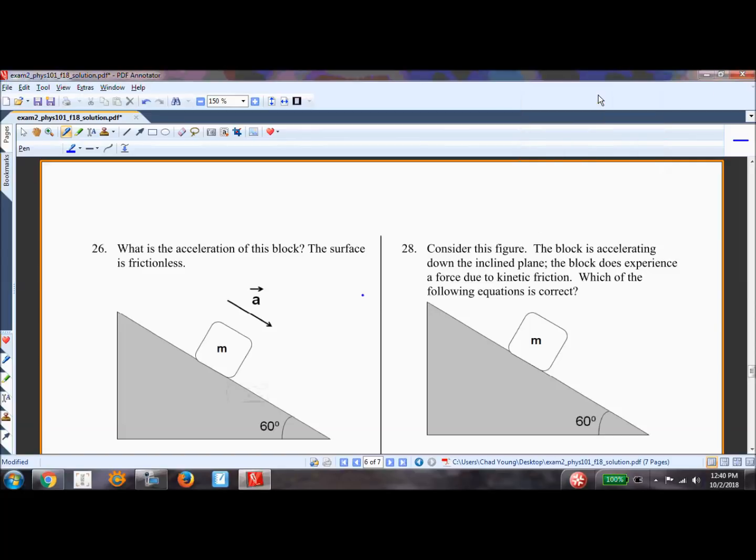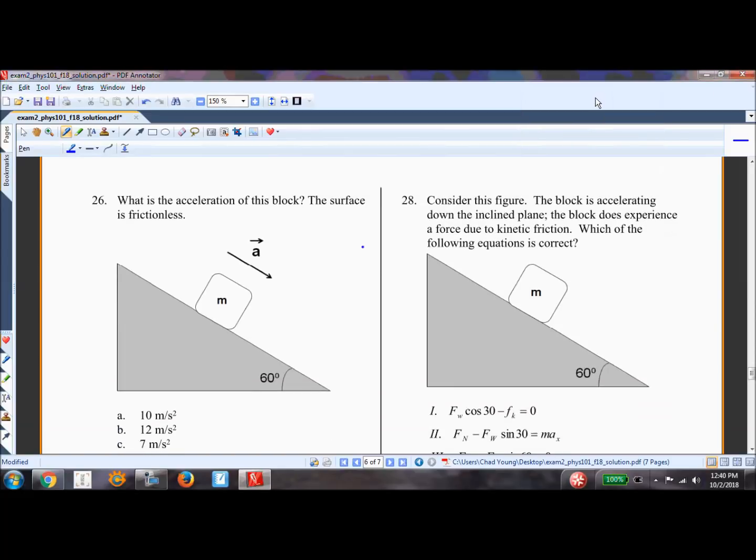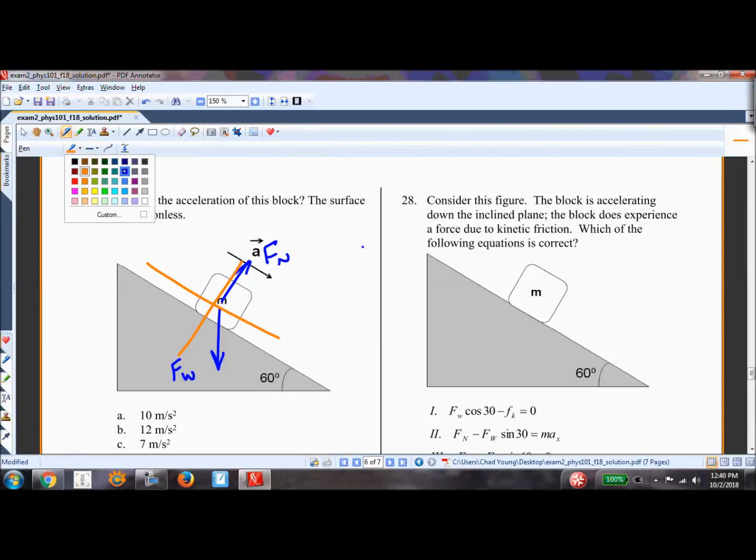Okay, so looking at the last 3 problems here, what is the acceleration of this block? And the surface is frictionless. So if I draw the forces, I have the force weight, I have the normal force, and that's all that I have. There is no frictional force that's holding the block back. Now I want to draw my coordinate system. It's going to look like that. And then recognize that my angle here is not 60 degrees, it's 30 degrees.